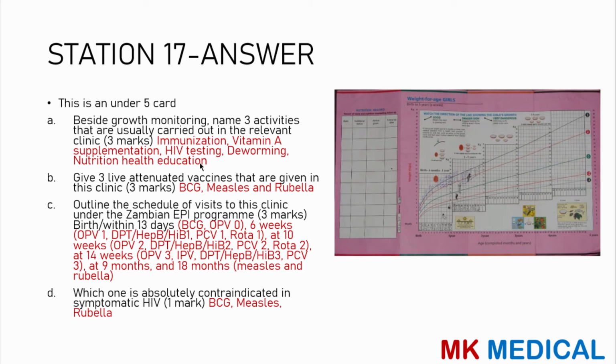Which one is absolutely contraindicated in symptomatic HIV? BCG, measles, and rubella. For obvious reasons, because these are live attenuated vaccines, they have the propensity of causing vaccine-associated disease.